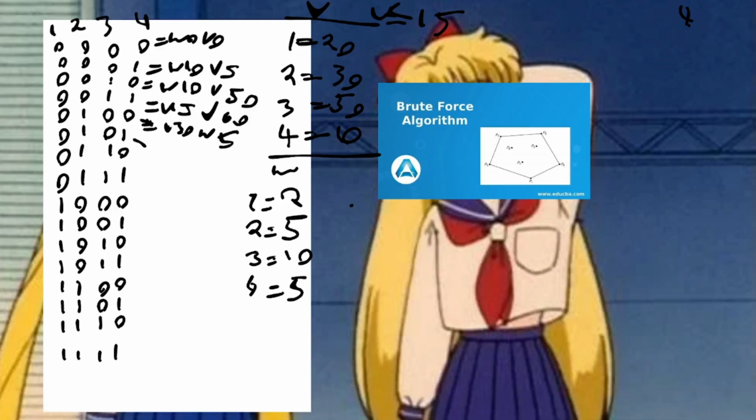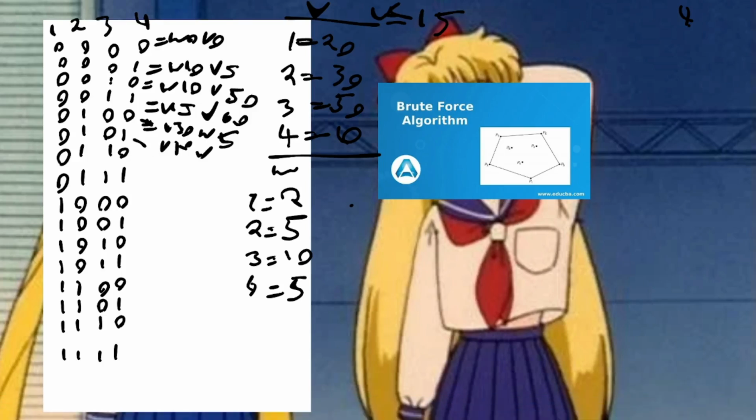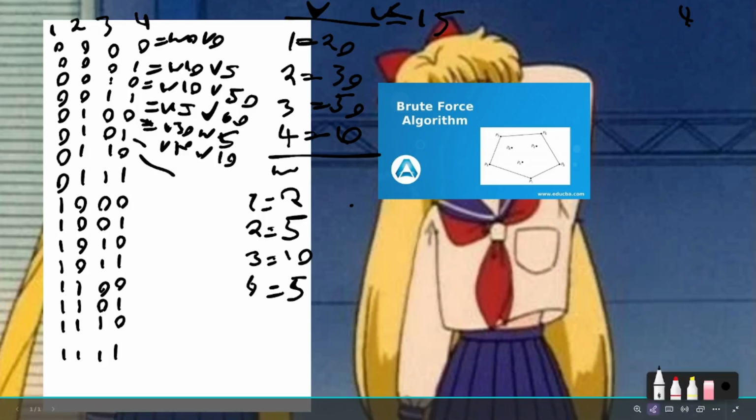Alright. But you just had to bring Hatsune Miku, didn't ya? 30 and 10, so value 40. Weight of 2 and 4 is 10. Then for 2 and 3 the value is 80, and the weight is 15. Okay, that's a good contender. So for the 3, it's going to be 80, 90, and the weight is going to be 20. No can do.